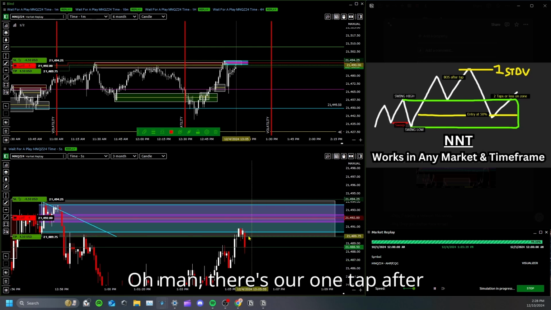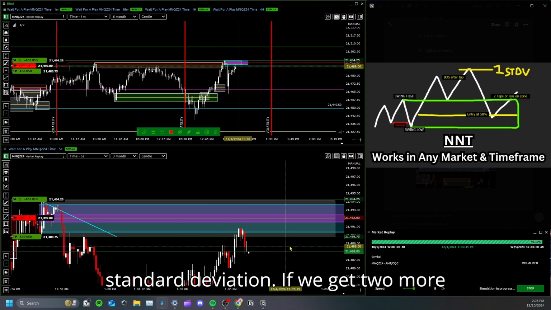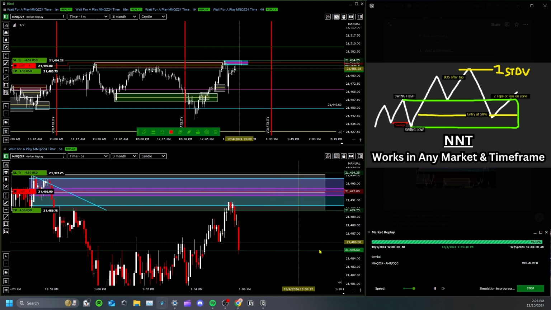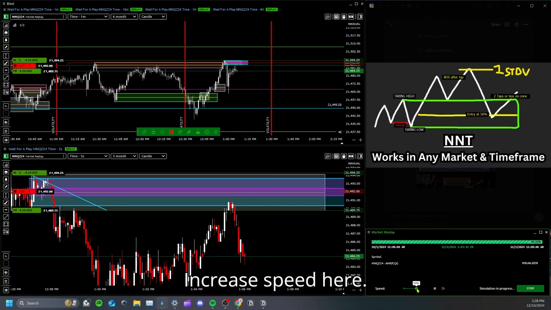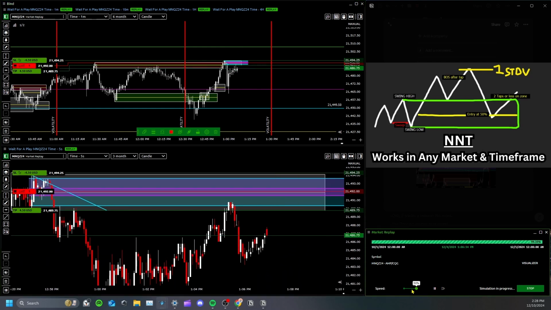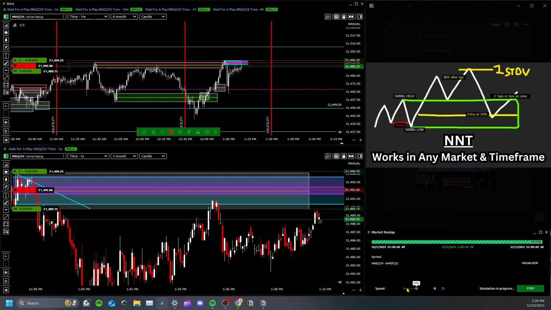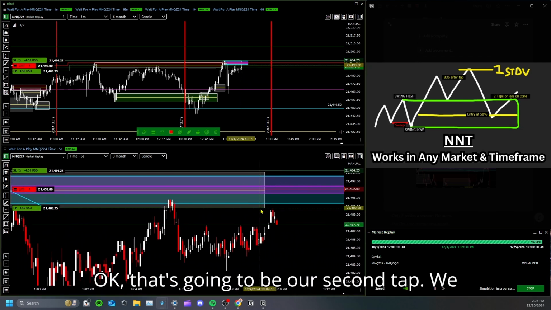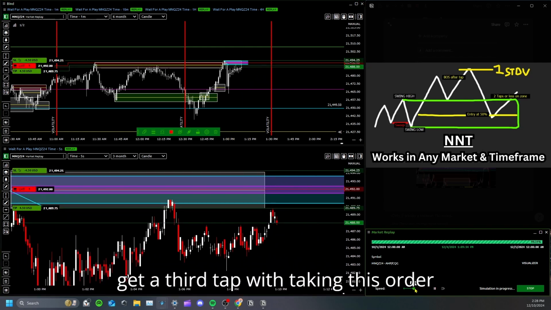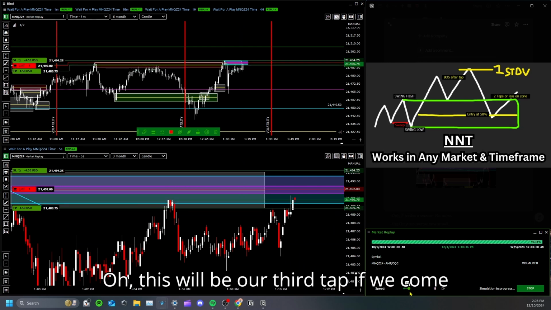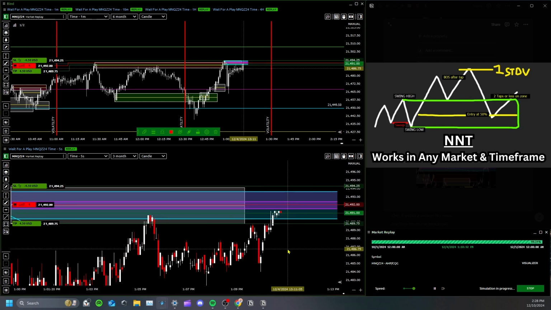Oh man. There's our one tap after standard deviation. If we get 2 more taps, we'll take the order off. Let's increase speed here. Come on. Okay, that's gonna be our second tap. If we get a third tap, we'll take this order off. Clear second tap. Oh, this will be our third tap if we come down and break the internal swing.